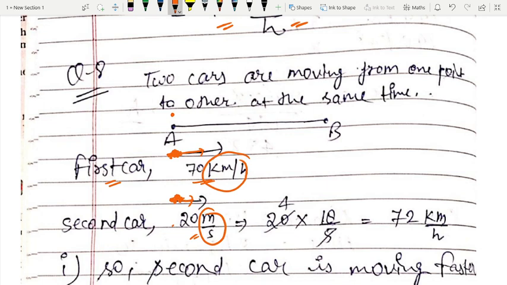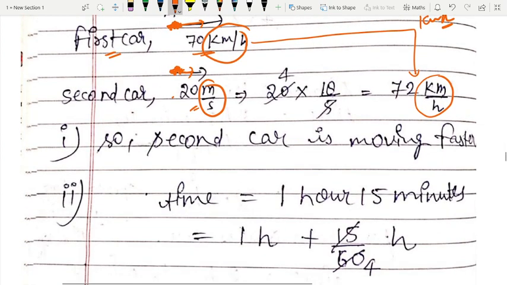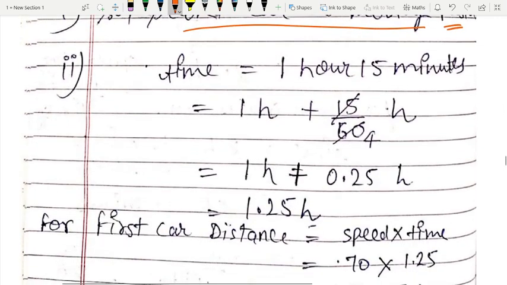Okay, 5 goes into 20 four times, and we get 72 kilometer per hour. Now the unit is the same. We can see here kilometer per hour, and the second car is moving faster. This implies this speed is greater than the first car's, right? So we can say the second car is moving faster. Is it clear?